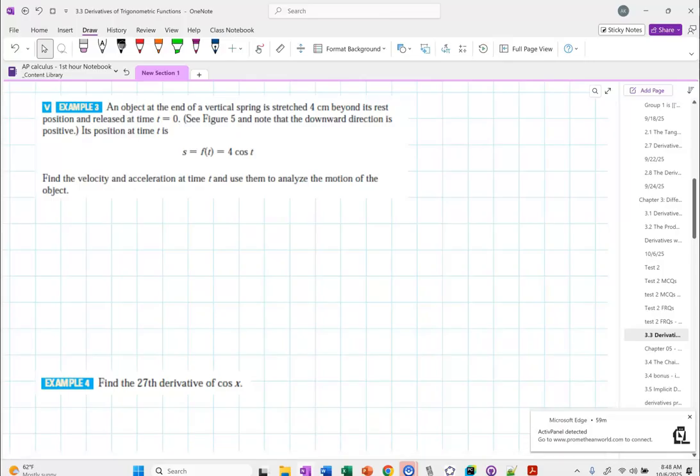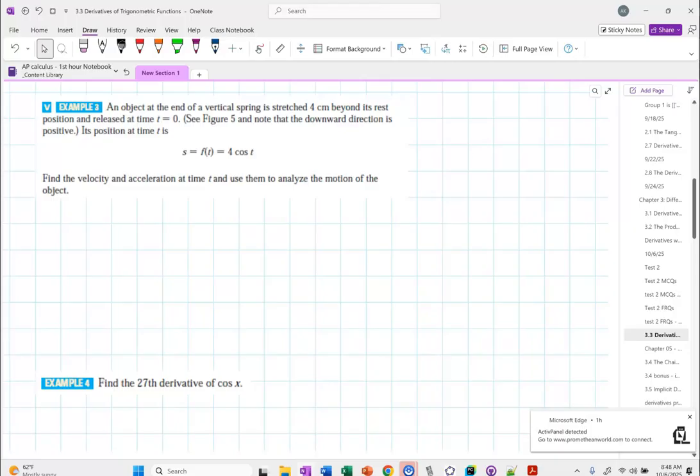An object at the end of a vertical spring is stretched 4 centimeters beyond its rest position and released at time t equals 0. Its position at time t is s equals 4 cosine t. Find the velocity and acceleration at time t and use them to analyze the motion of the object.